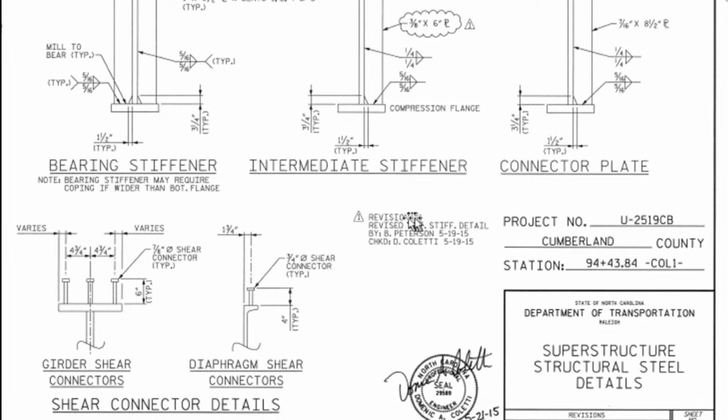So, revision. Anything with this cloud symbol, that is revision. So, who revised it? B. Peterson. When? May 19, 2015. Checked by Coletti. So we know that Dominic Coletti is a professional engineer, PE. Any other details? So these are very simple details.